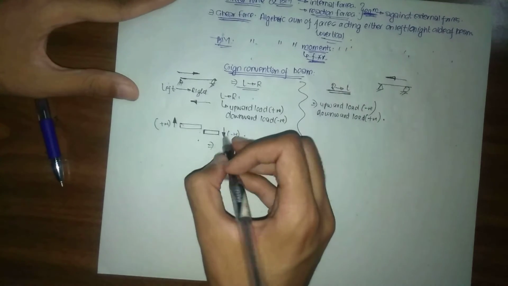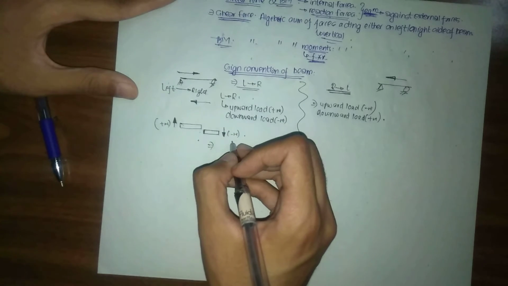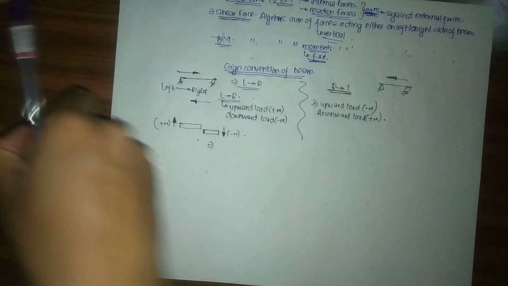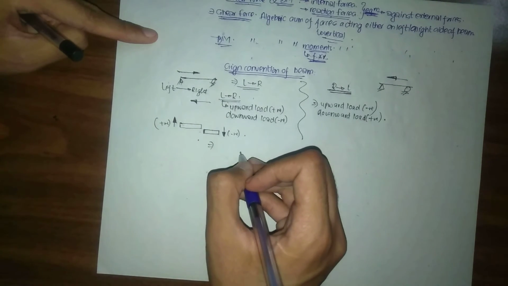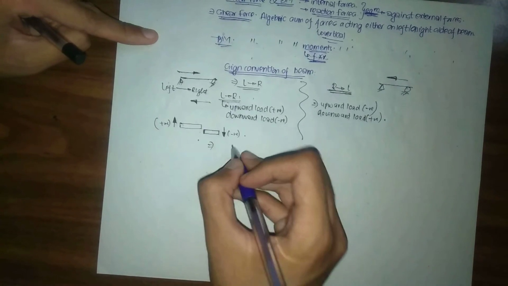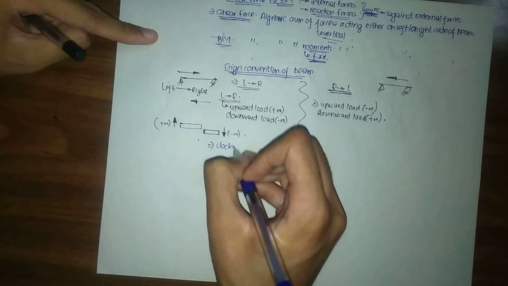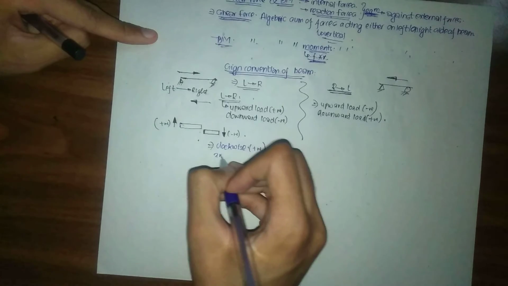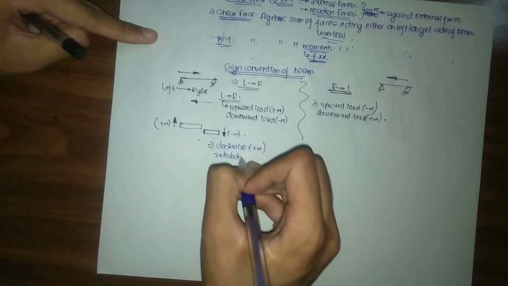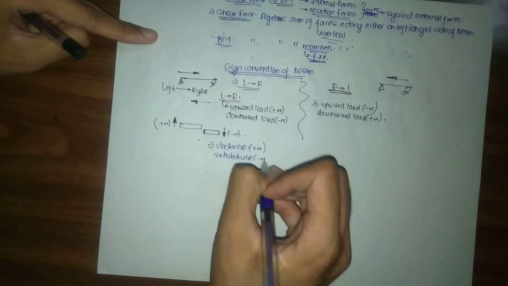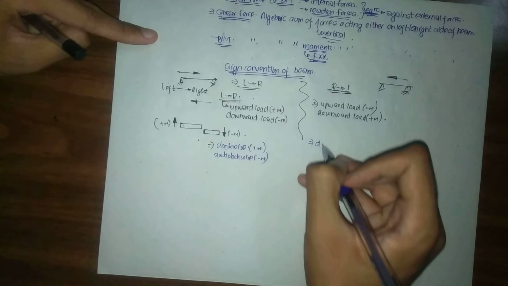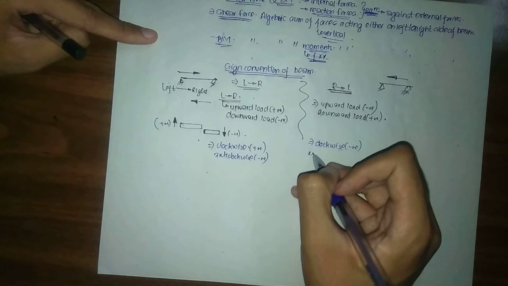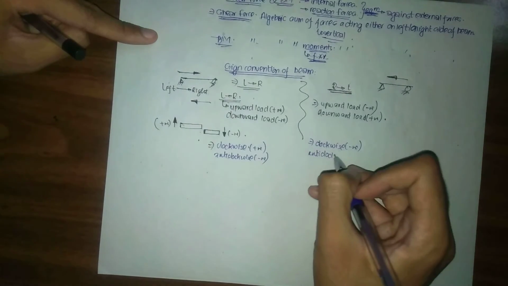Now for your bending moment, while you are moving in the left to right direction, clockwise moment is taken as positive, whereas anti-clockwise moment is taken as negative. Similarly, while you are moving from right to left, clockwise moment is taken as negative, and anti-clockwise moment is taken as positive.